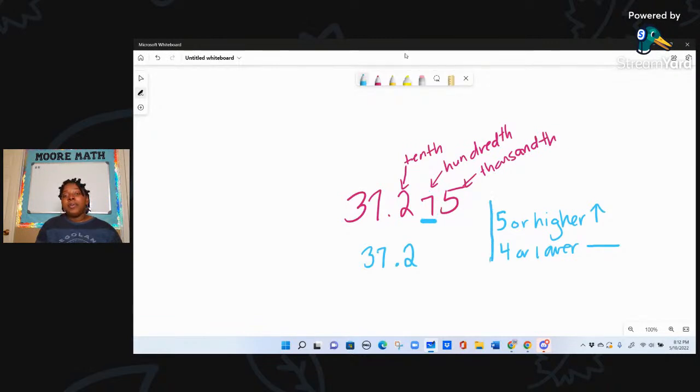If it's 5 or higher, this 7 is going to go up. Okay. So we want to round it so that there's 2 numbers after the decimal. If it's 5 or higher, we're going up to 8. If it's 4 or lower, it's just going to be a 7. Clearly, it is a 5, so we are rounding that 7 to an 8.